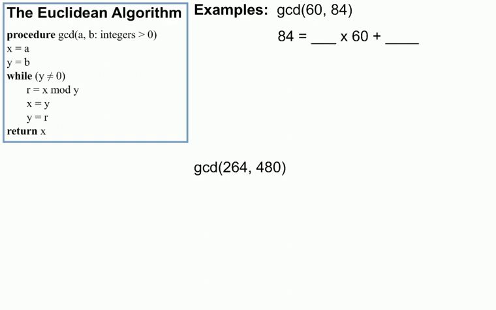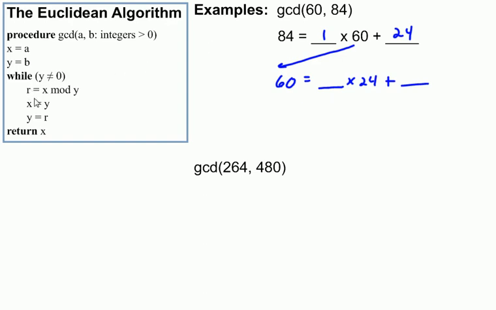So 84 happens to be 1 times 60 plus 24. Okay? Now what you're going to do is take these two pieces and start a new division algorithm. So the 60 is going to come over here, right? And then you ask yourself, how many times do you multiply 24 to get to 60, and look for the quotient and remainder when you divide 60 by 24.